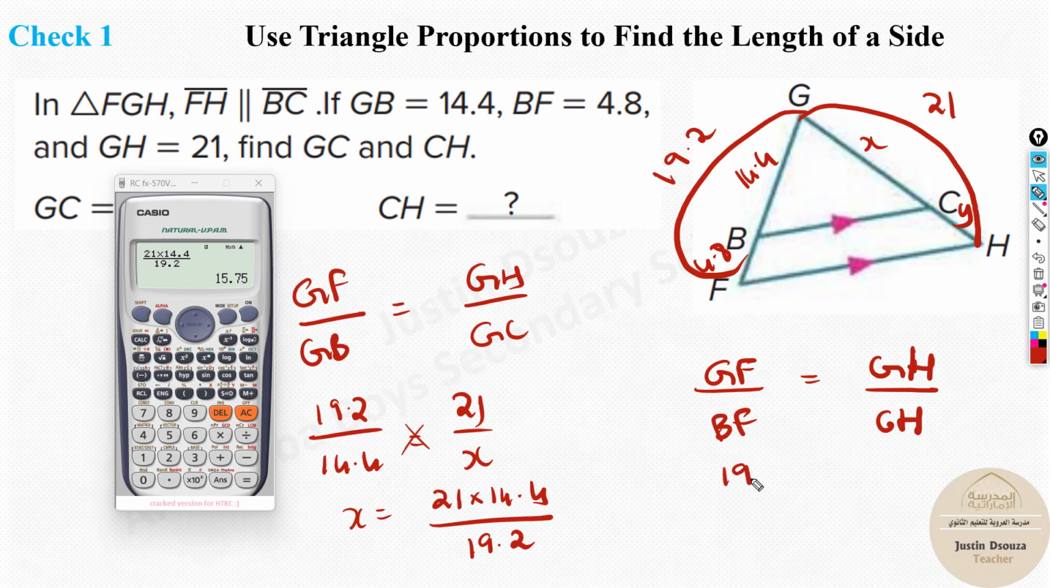GF, the entire length, is 19.2 divided by BF, which is 4.8. That is equal to GH by CH. GH is 21 by CH, which is unknown, Y. The same thing, Y goes to the other side. Taking the cross multiplication, it'll be Y equals 21 times 4.8 divided by 19.2.